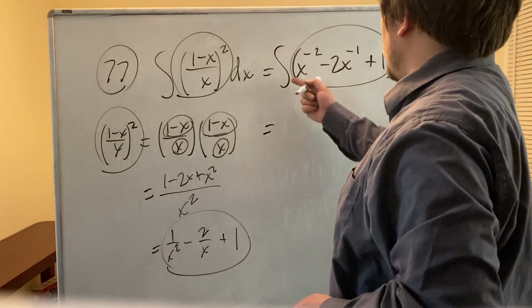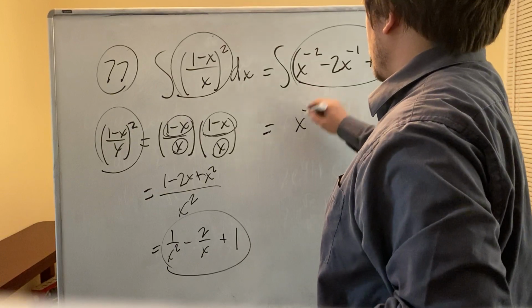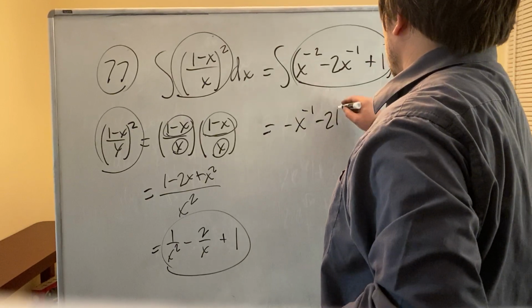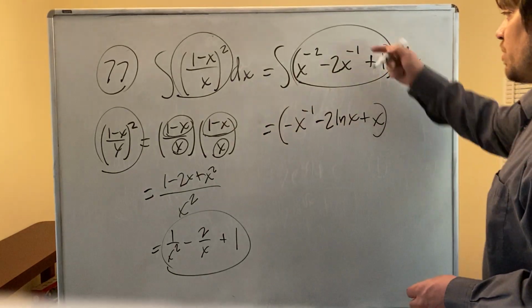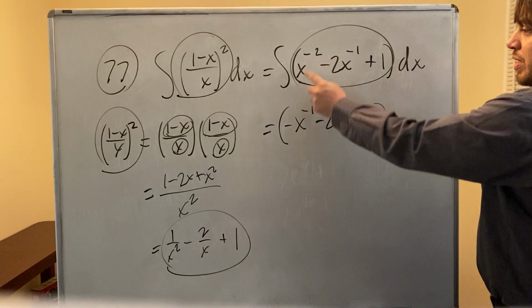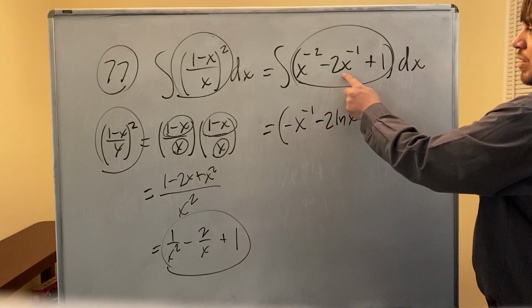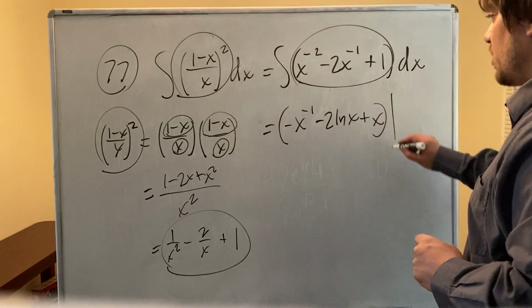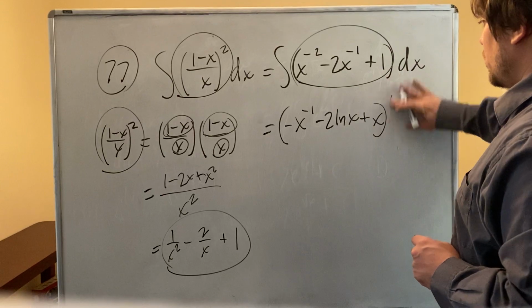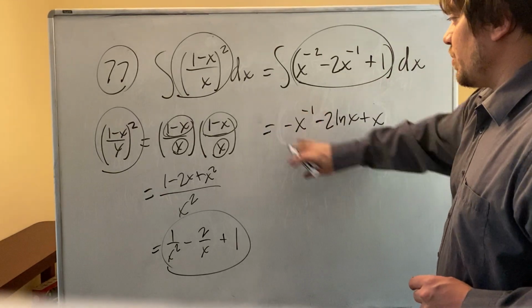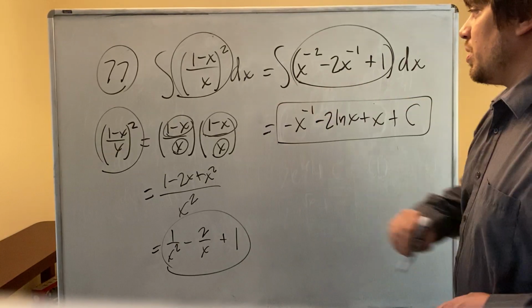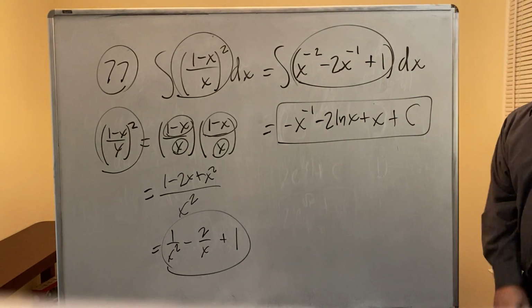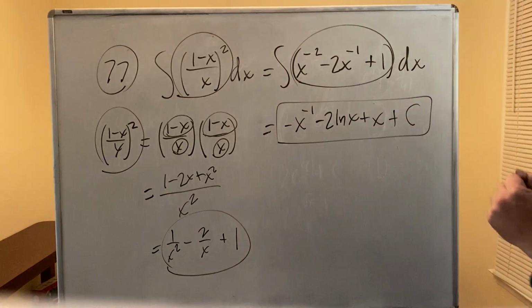So then this is now, using the evaluation theorem, equal to an antiderivative of that. The antiderivative of x to the negative 2 is negative x to the negative 1. The antiderivative of minus 2x to the negative 1 is minus 2 on x. And the antiderivative of 1 is x. And so you take the sum of them. It's just a general antiderivative, not a definite integral. And so it's just that plus c. That's the general antiderivative. Okay, the most general antiderivative of 1 minus x over x squared. And that is the answer. Okay, so that's 77.